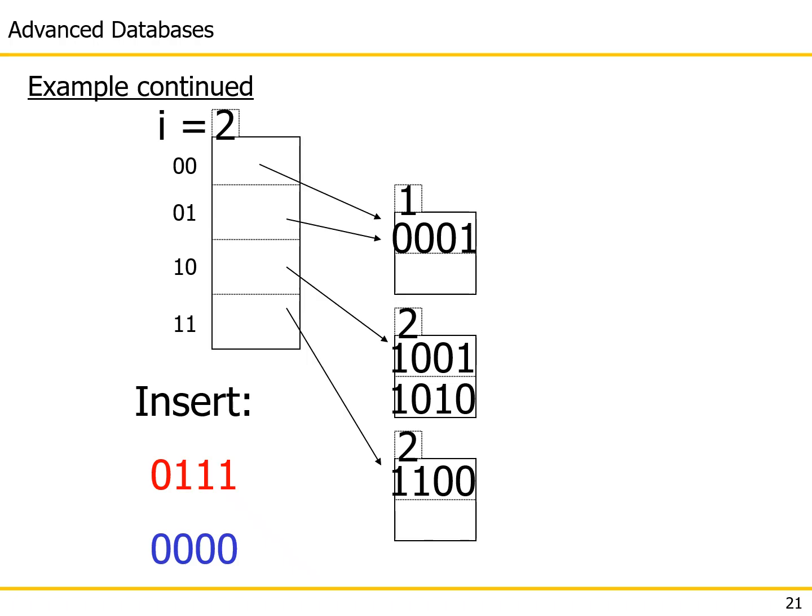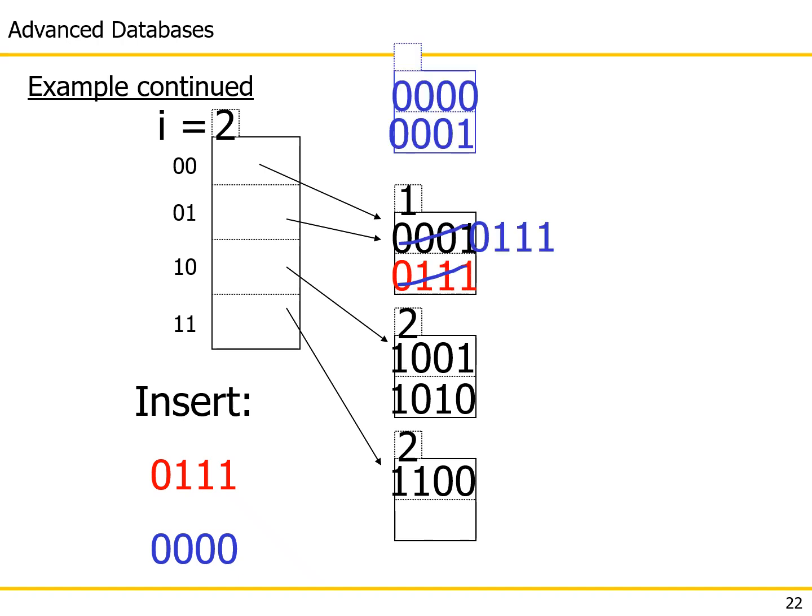And what I'm going to do is increment my j, but I don't need to increment the i. Why? Because I already have arrows coming out from the directory to the new page and to the old page. And that's what you see here. I created the new page and I'm planning to increment the j. So I moved 0000 and 0001 to the new page, and I left alone 0111.